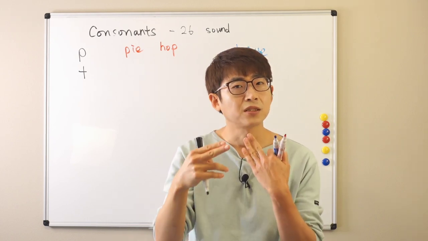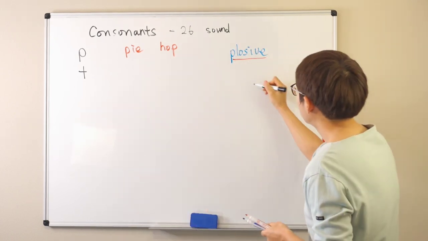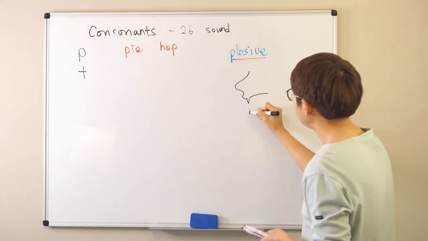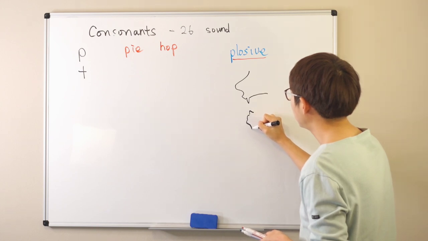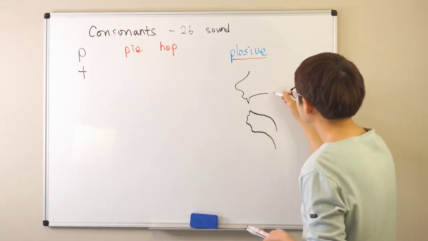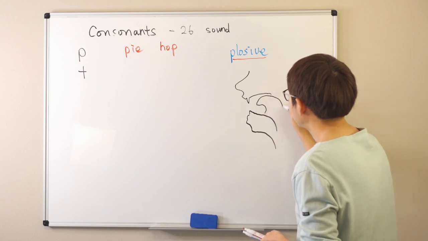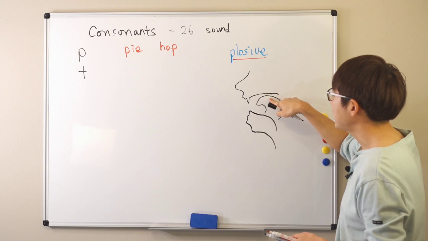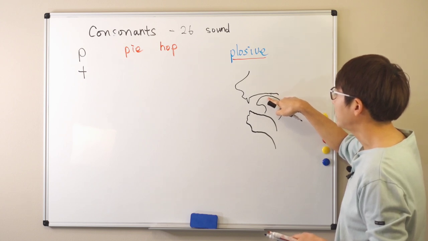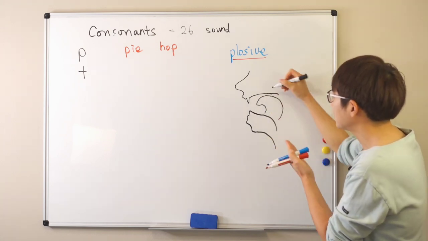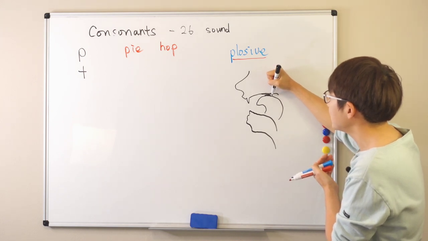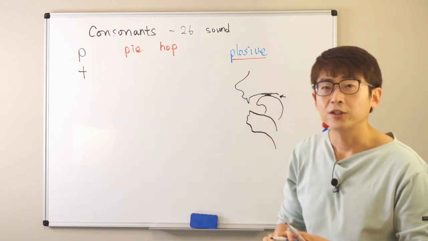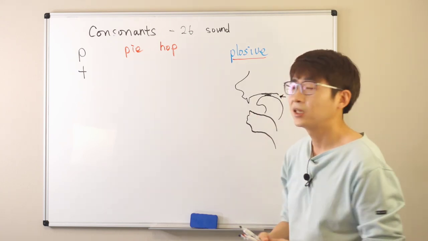T. Your lips are not closed. Basically, if you look at the side of your mouth, that's your teeth. You're not a vampire. There is your tongue, and you have to close your mouth. Close the airway using your tongue and the top of your mouth. So literally these two parts need to stick to each other to block the airflow, and then open it up to release the air.